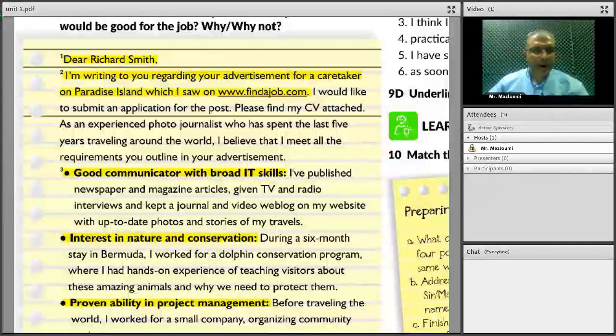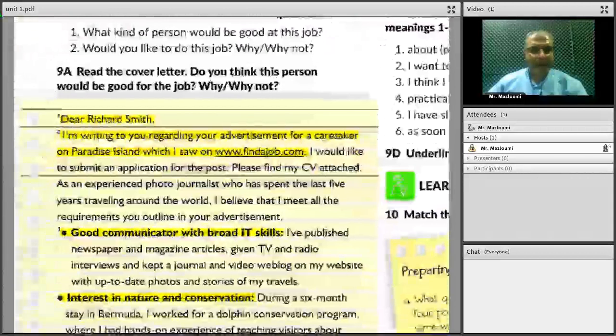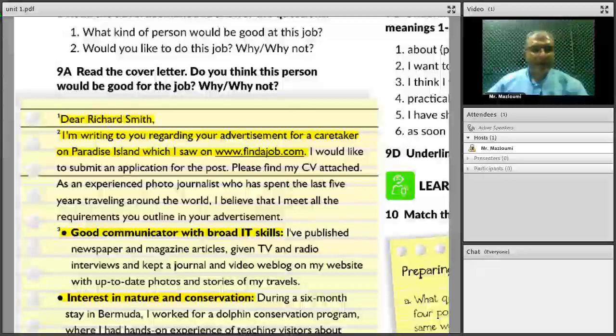Dear Mr., dear Ms. Number 2, I'm writing to you regarding your advertisement for a caretaker on Paradise Island, which I saw on www.findajob.com. So the person is writing a cover letter. Remember, this is a cover letter. It is about an advertisement. They're looking for a caretaker on Paradise Island. And where did the person see the advertisement? On this website. I'd like to submit an application for the post.